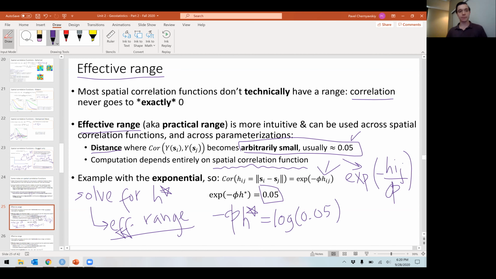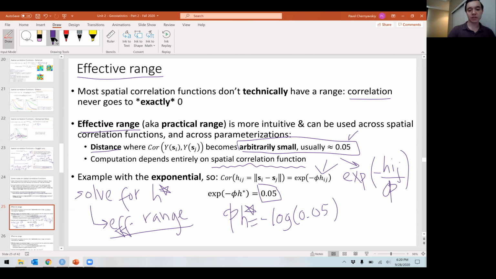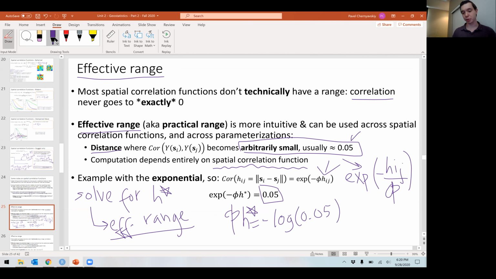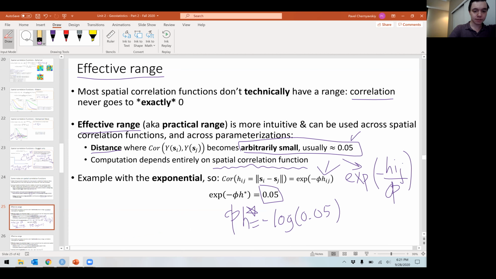Right, now we're going to multiply both sides by -1. And we're not going to worry about the fact that we've multiplied both sides by -1, because the natural log of a number that is between 0 and 1 is negative. So by multiplying both sides by -1, we actually now ensure that our effective range is positive. Of course, it has to be positive because it's a distance. And we finally now divide both sides by phi to find this solution.